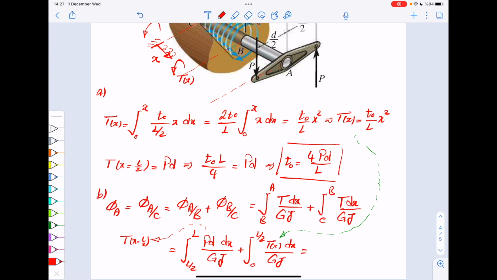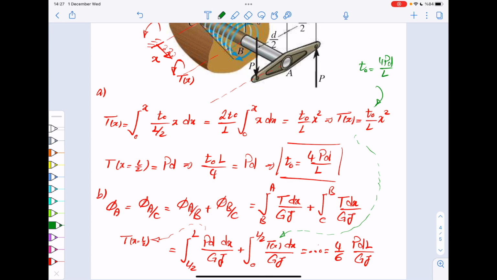If you integrate these together, you would end up with a relationship which looks like, I jump over the integral, but you get 4 over 6 PdL over GJ. Also pay attention that because at this point we know the relationship for T0, we also use it here. So we know that T0 is 4PD over L.